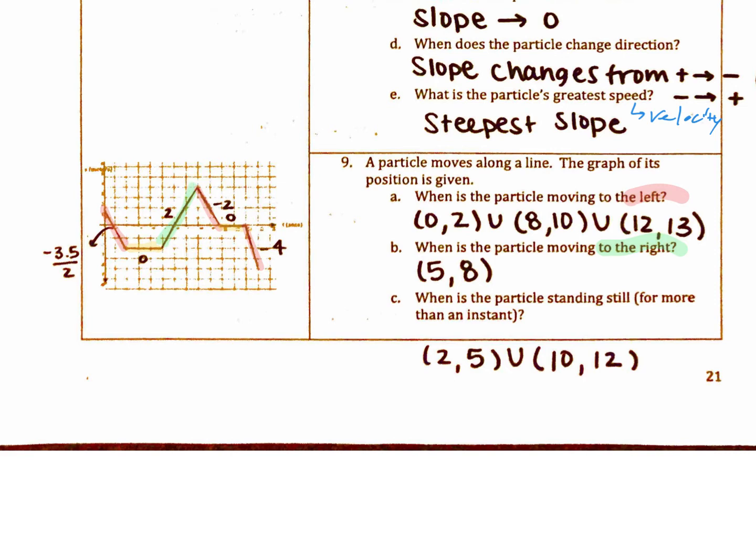And when is it standing still? For more than an instant, because you could argue right here at that very moment, for a split instant, it stopped moving. So we want more than a split instant. Well, that would be any time our slope is exactly 0. So from here, 2 to 5, and then again from 10 to 12.